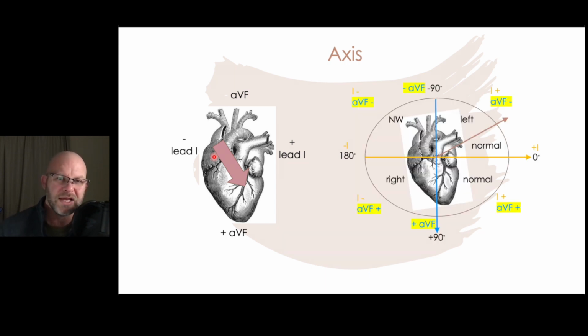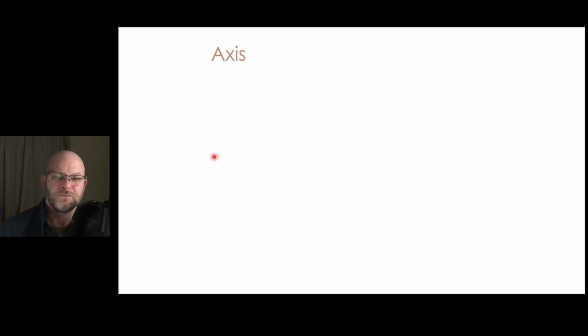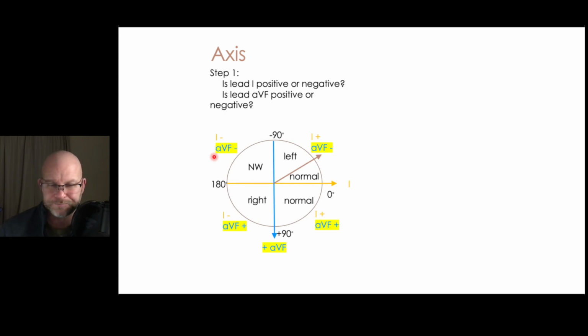So if we overlay a quadrant system over top of this, then we can get an easier idea, just by looking at a few leads, of where this energy is actually flowing. So we're looking at the frontal plane, is what this is called. And if we just look at a couple of leads, possibly three, can we get a feel for where this goes? So let's take a look at that.